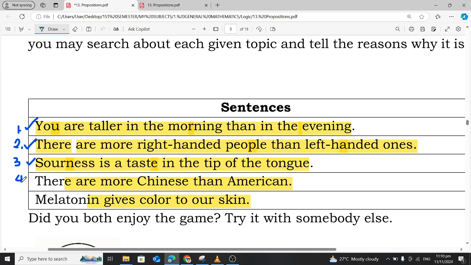Number four, there are more Chinese than Americans. Fact. Tinuod gihapon na. Melatonin gives color to our skin. Actually, class, it is not melatonin. It is melanin that gives color to our skin. Okay? Though it is a declarative sentence again, the truth value is false, or bluff. Okay, so check that one.